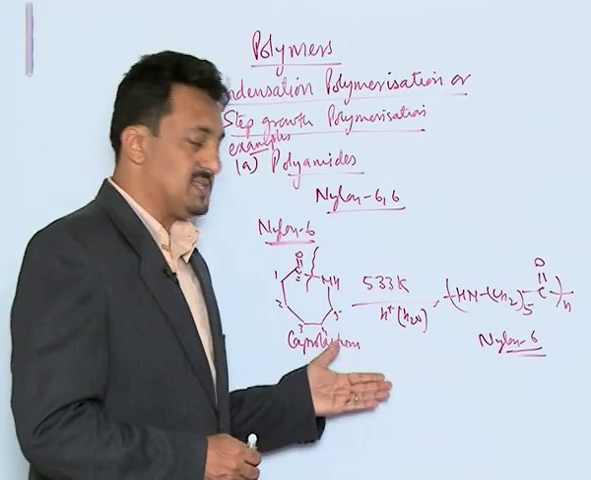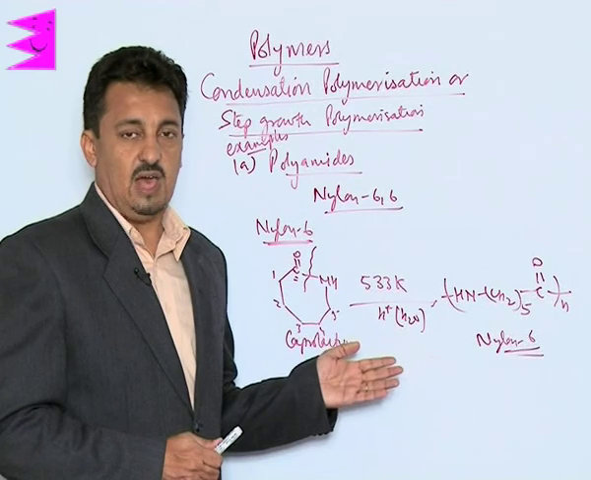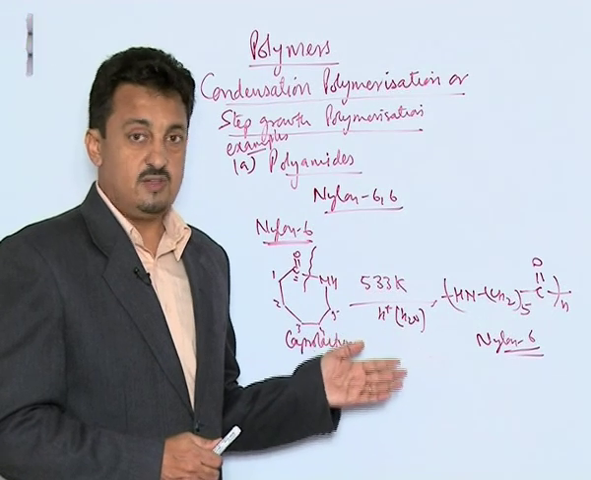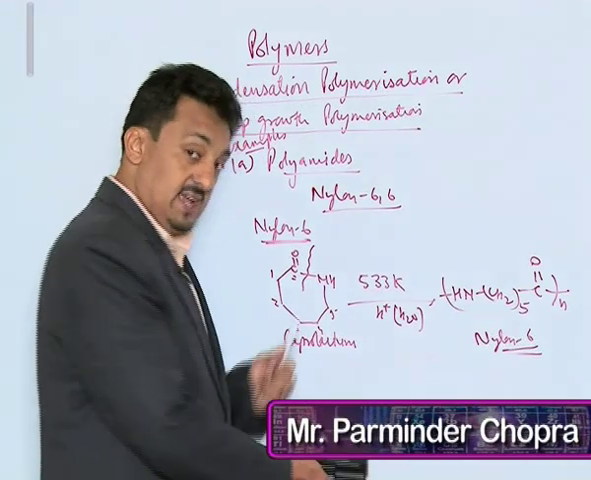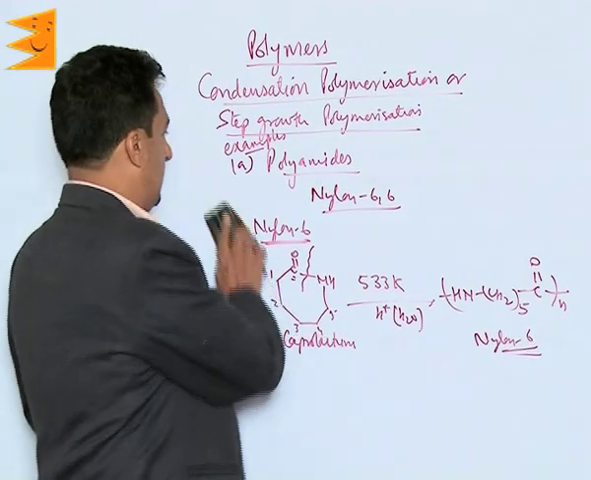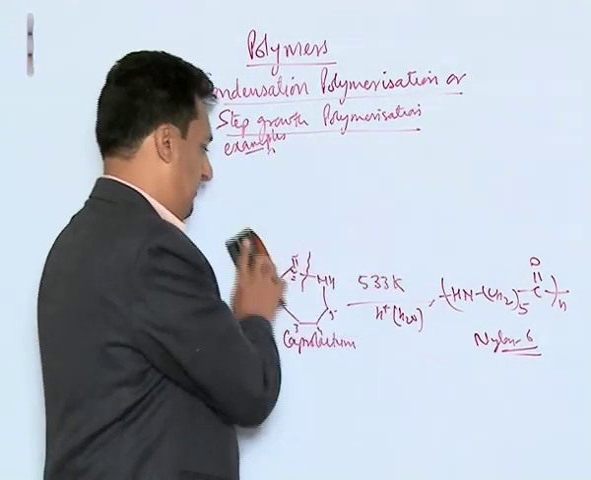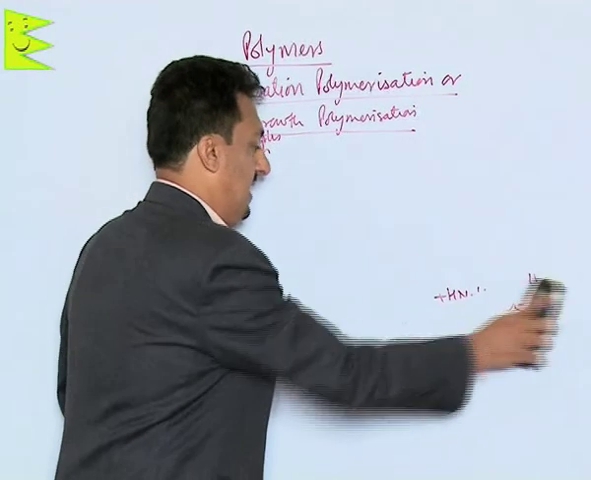This nylon 6 is basically used in making tire cords, ropes and fabrics. And then the second category of condensation polymers we have is called polyesters.